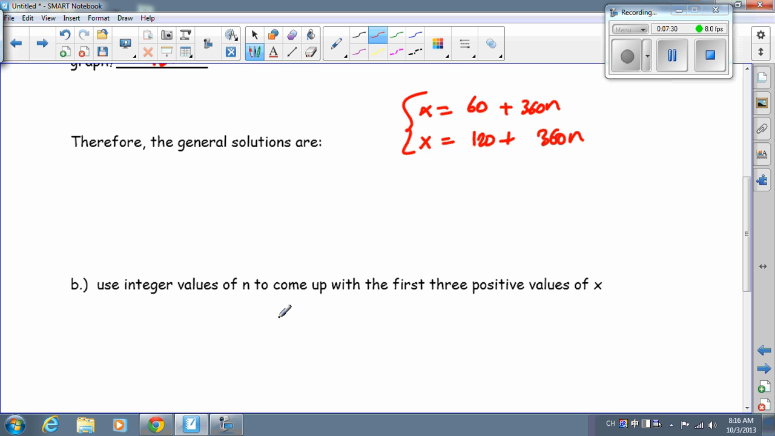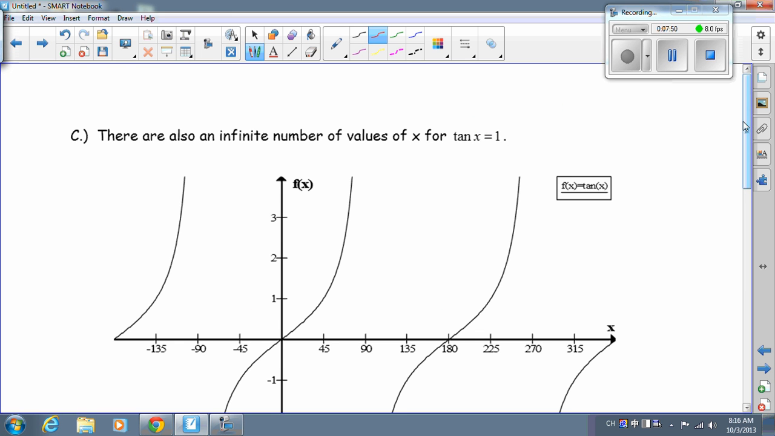The first one, of course, is 60. The second one is 120. The next one, you're going to get from this equation by plugging in 1, and you should get 420. And if you keep going, the next one, if you plug in 1 here, you're going to get 480. And you go back to the first equation and so on. But all we needed was the first 3. All right. What about tangent now?